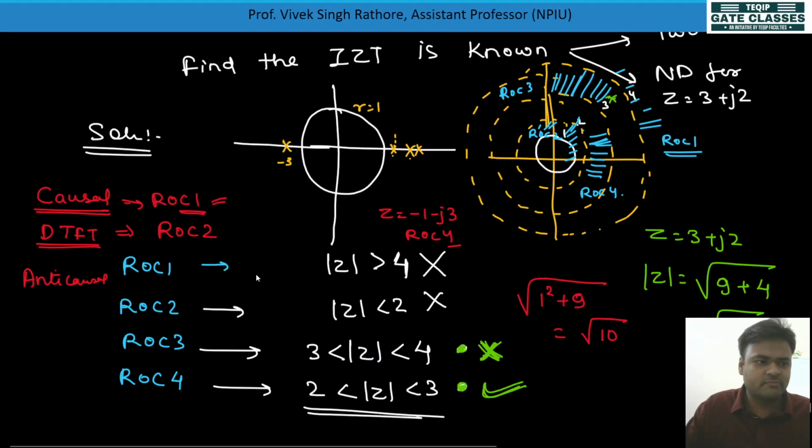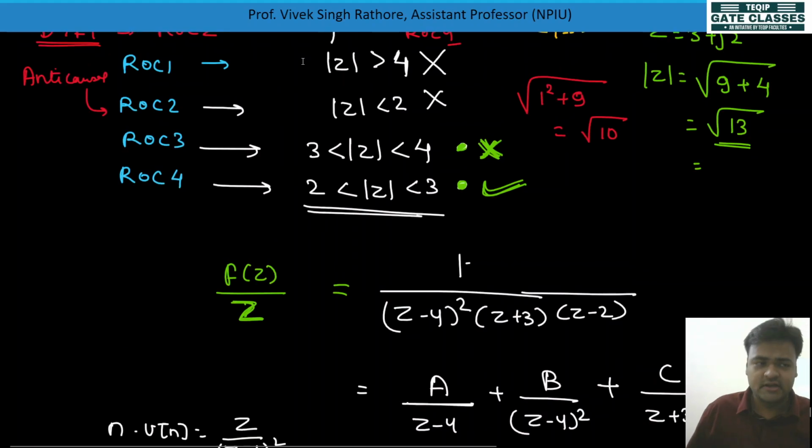So by seeing so many conditions, now you are able to identify which ROC is to be taken, and if you are able to identify which ROC is to be taken, then you will understand which inverse Z transform will be taken. So ultimately a unique inverse Z transform can be formed by seeing the conditions, otherwise you will have so many inverse Z transforms. Now we'll see one more property.